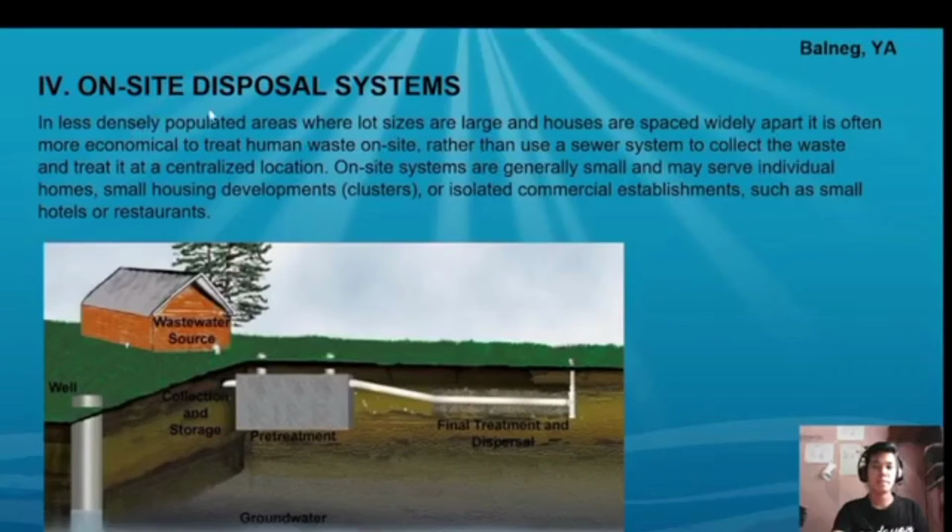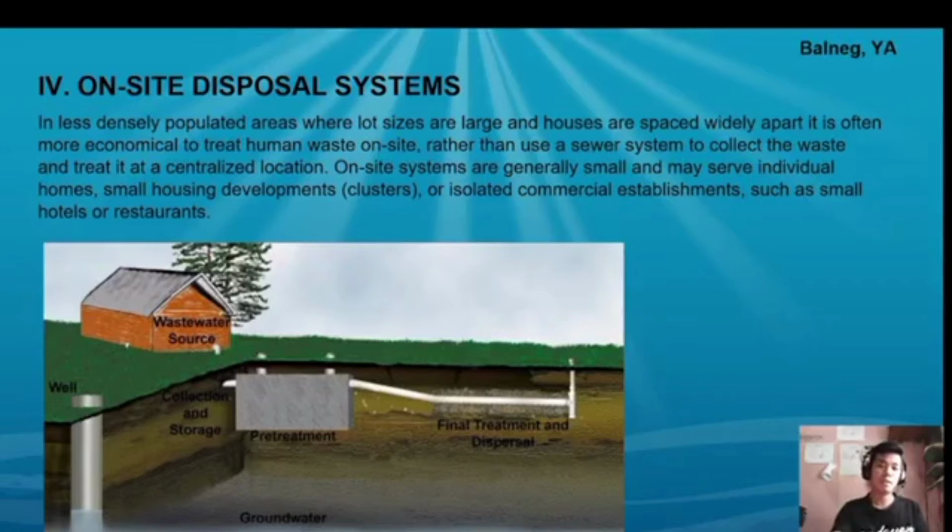So lastly on my topic is the on-site disposal systems. In less densely populated areas where lot sizes are large and houses are spaced widely apart, it is often more economical to treat human waste on site. So in rural areas where there is less population, it is economical to use on-site disposal systems. What are on-site disposal systems? These are disposal systems near the wastewater source where we can pre-treat it, give it final treatment, and dispose of it directly in the receiving body or in the groundwater.